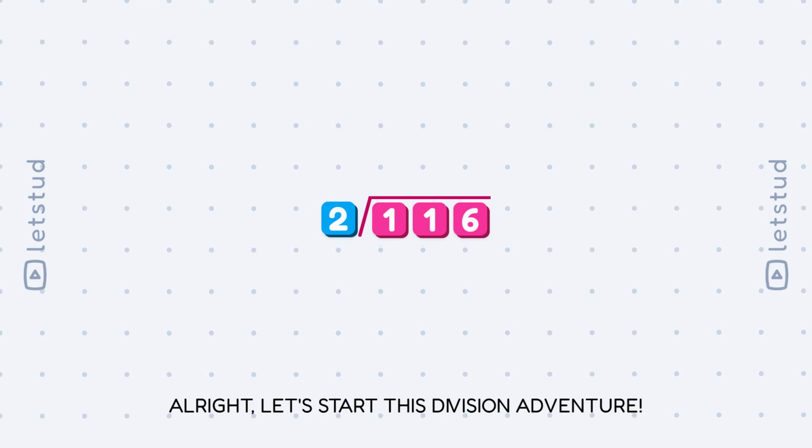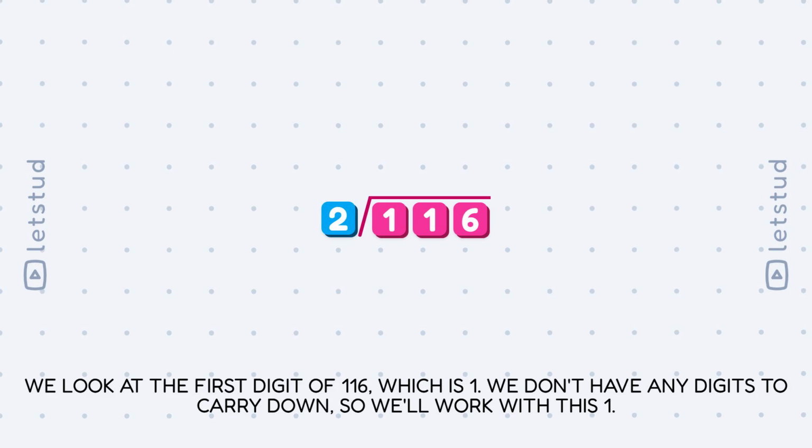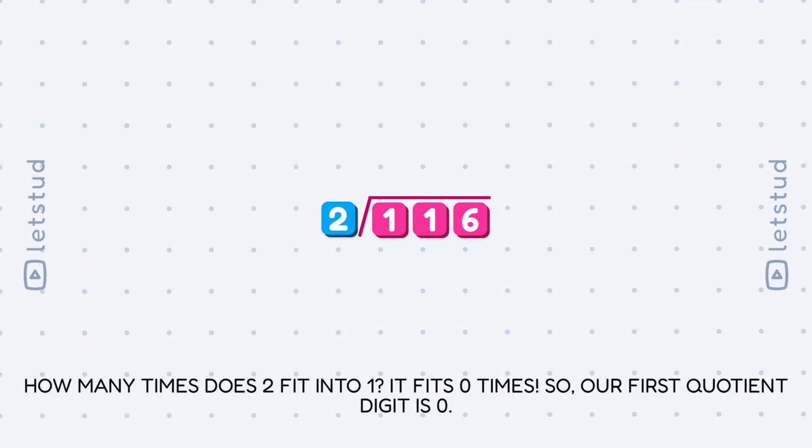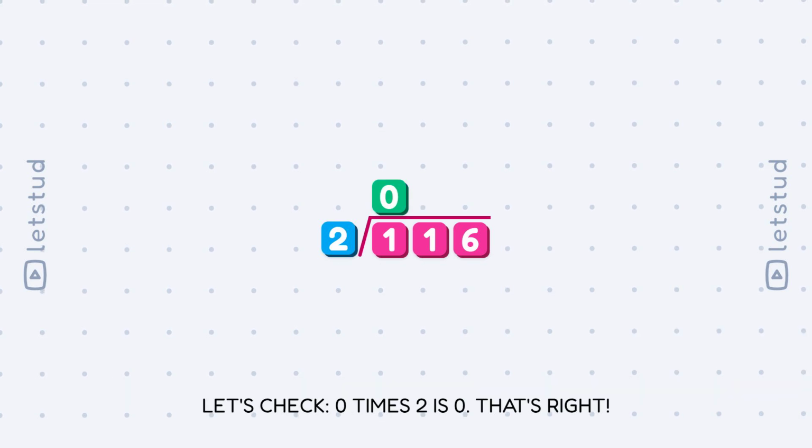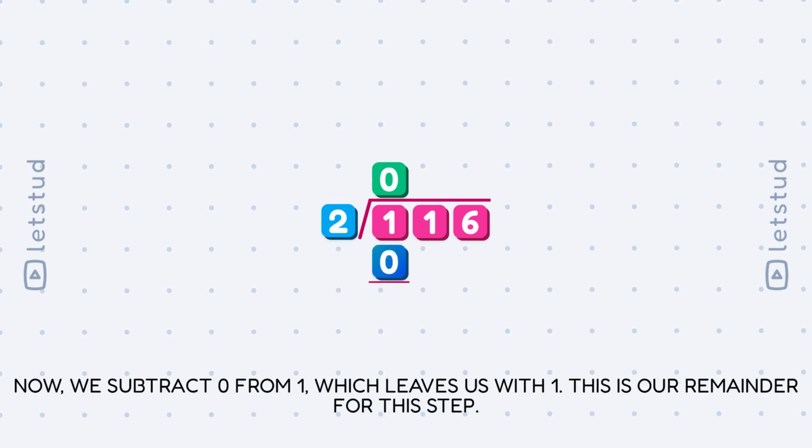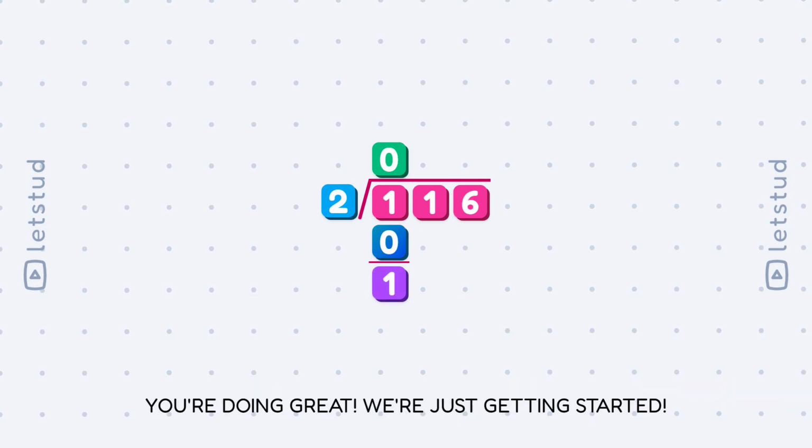Alright, let's start this division adventure. We look at the first digit of 116, which is 1. We don't have any digits to carry down, so we'll work with this one. How many times does 2 fit into 1? It fits 0 times, so our first quotient digit is 0. Let's check: 0 times 2 is 0, that's right. Now we subtract 0 from 1, which leaves us with 1. This is our remainder for this step. You're doing great, we're just getting started.